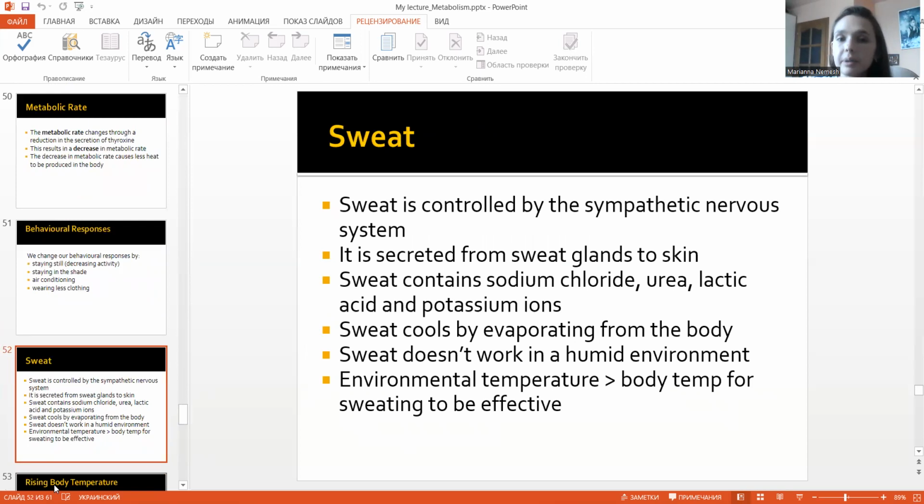Sweat is controlled by the sympathetic nervous system. It's secreted from the sweat glands to the skin. Sweat contains sodium chloride and urea, which will be released from the sweat glands onto the surface of the skin. Sweat cools by evaporating from the body. Sweat doesn't work in a humid environment. When the environment temperature is higher than the body temperature, sweating is not effective.